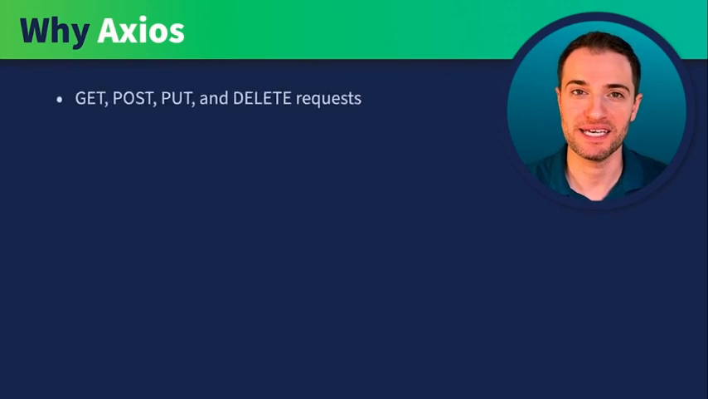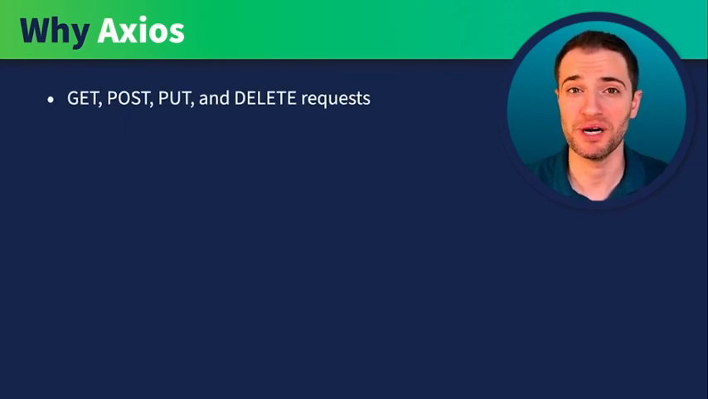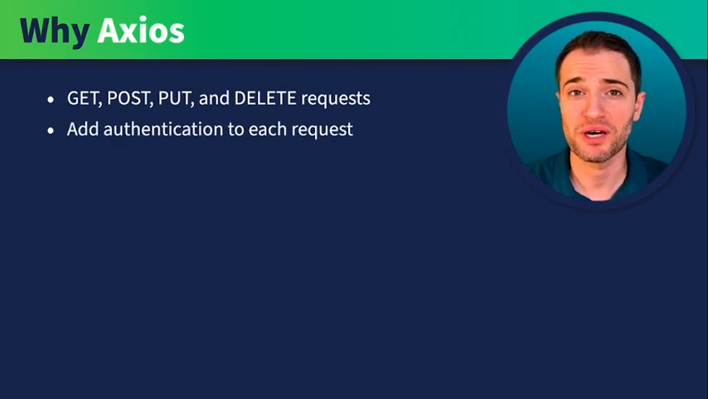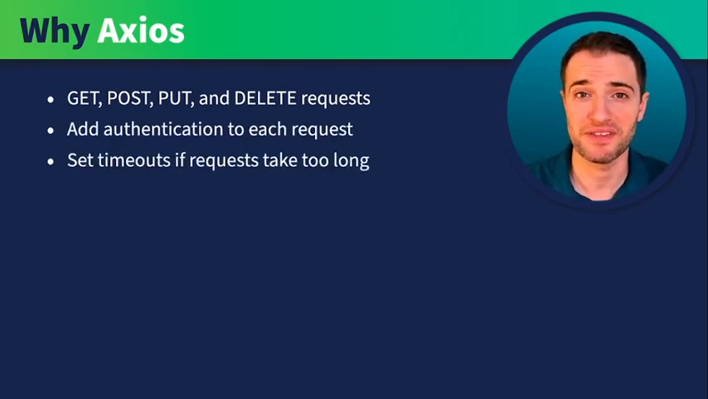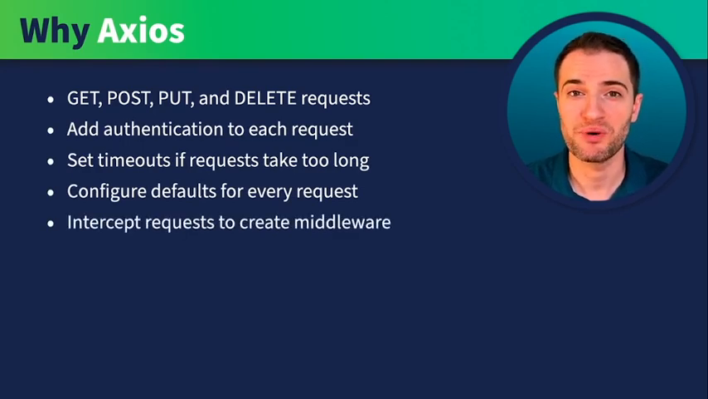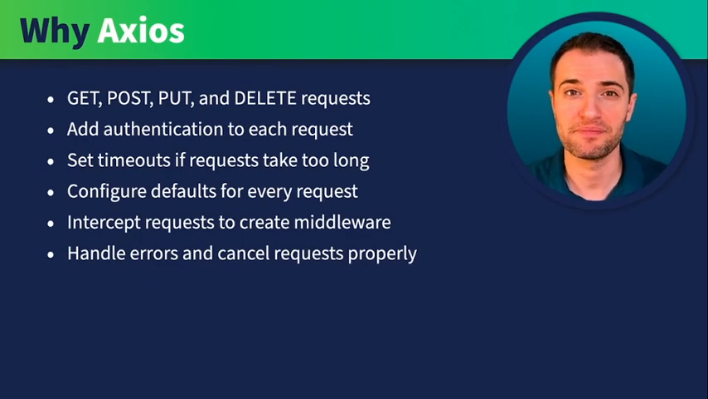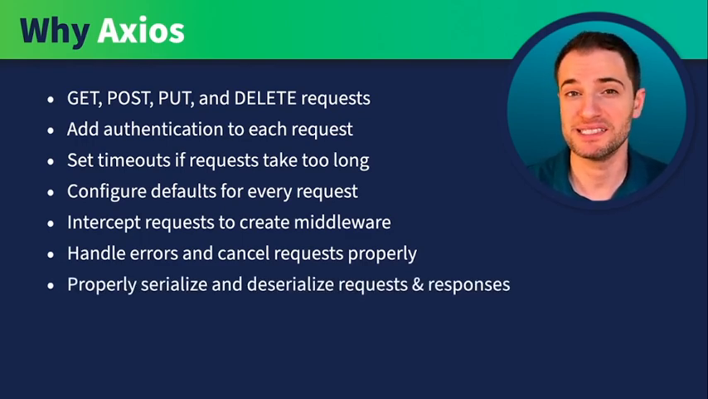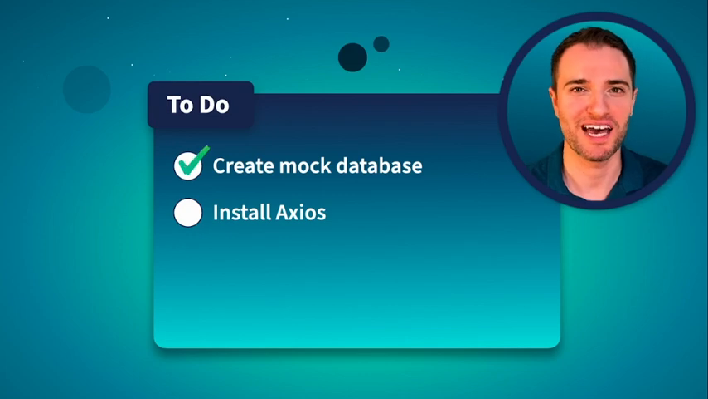With it, we can make GET, POST, PUT, and DELETE requests, add authentication to our requests, set timeouts on them if they take too long, configure defaults for our requests, intercept requests, handle errors and cancel them, and properly serialize and deserialize requests and responses. So now that I've read that bullet list off to you, we can move on to actually using Axios.